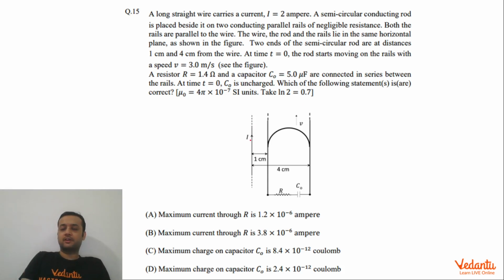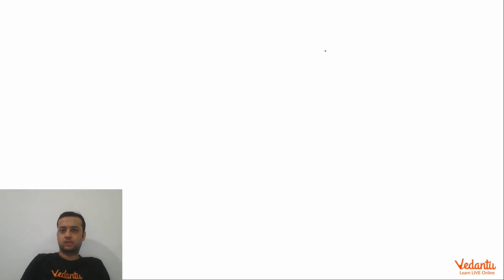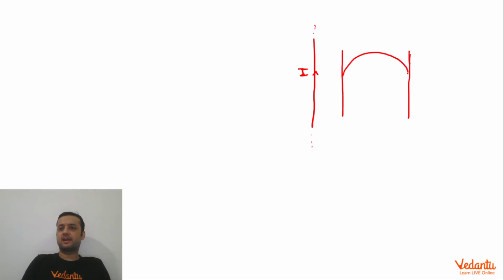There's a long infinite wire which carries a current capital I in the shown direction and the value of I has been given as 2 ampere. We'll draw the figure along with. So basically, there's a long wire which carries current capital I. Now, parallel to this, there are infinite rails which have zero resistance, and there's a smooth semicircular wire that can slide on these rails.